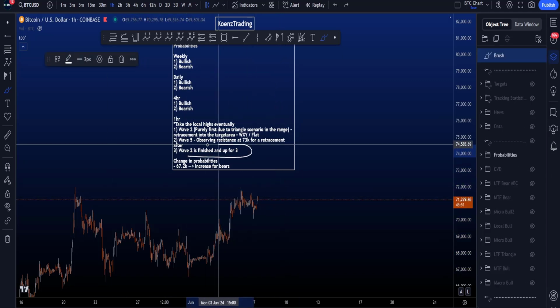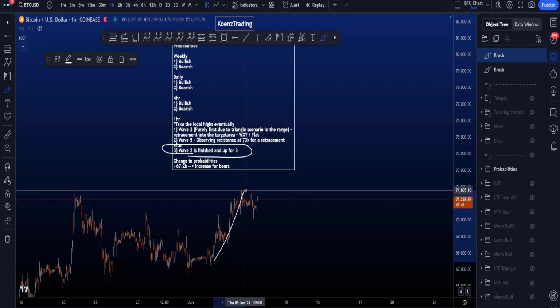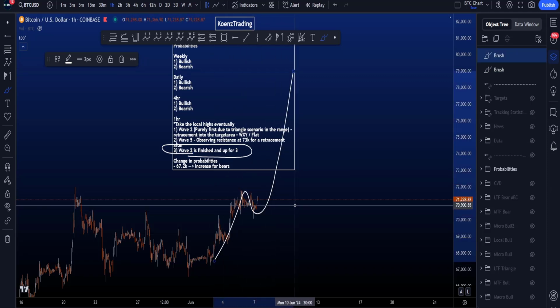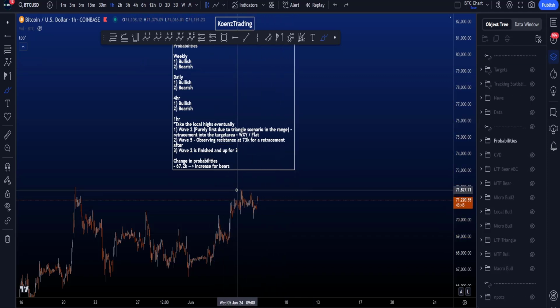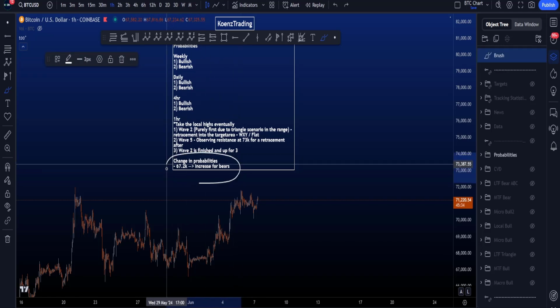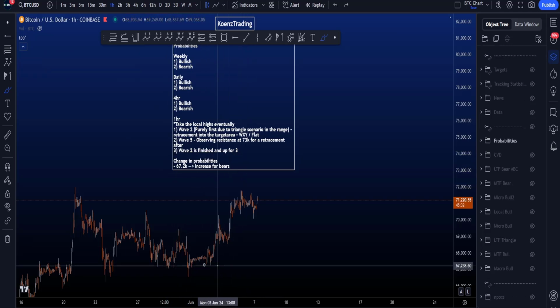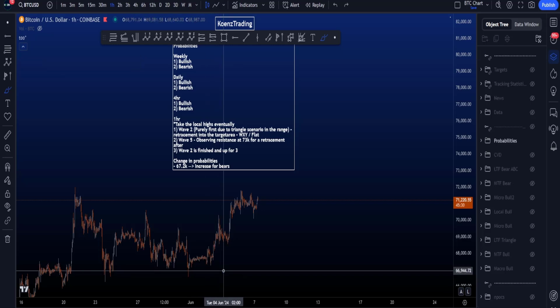The lowest probability at the moment would be that a wave 1 is finished, wave 2 is finished, and we look for continuation to the upside in a wave 3. The probabilities for the bears will increase if price would move to the downside and takes out 67.2k.